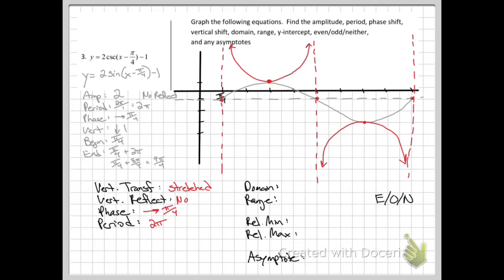But the vertical transformation is what they will ask, not amplitude. If they ask for amplitude, the answer is does not exist. Okay, domain, range, min, and max.